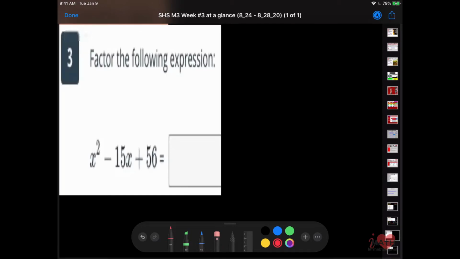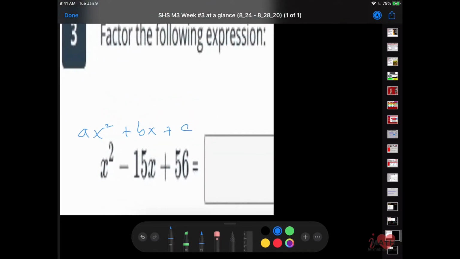Factor the following expression. Okay, so quadratics are in standard form: ax squared plus bx plus c. Do you see the strategy, what I did? If you write out what they are in blue, this can help you identify the letters. Remember, what's in front is what you need. So there's no number, so it's either 1 or 0. In this case, it has to be a 1. If it was a 0, 0 times anything would make it disappear.